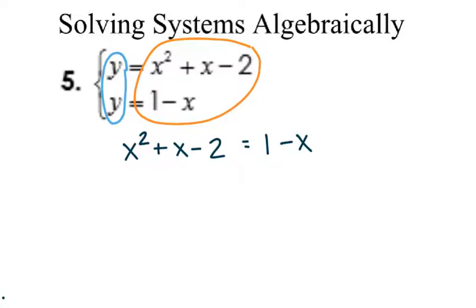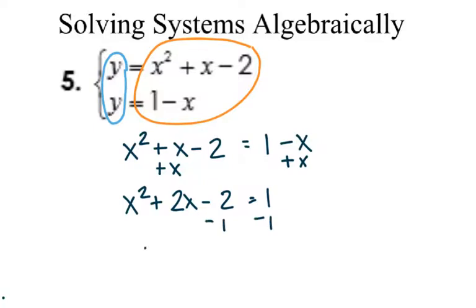Okay, so I don't know if you automatically recognize that you have a quadratic, but the more you practice this, the more you'll pick up on what you have. And you always want quadratics to equal 0. So the first thing I'm going to do is move this x to the other side. So x squared plus x is 2x. Still not equal to 0. I've got to get rid of this 1, and I can only get rid of it by subtracting. Alright, so now we have a quadratic equal to 0.